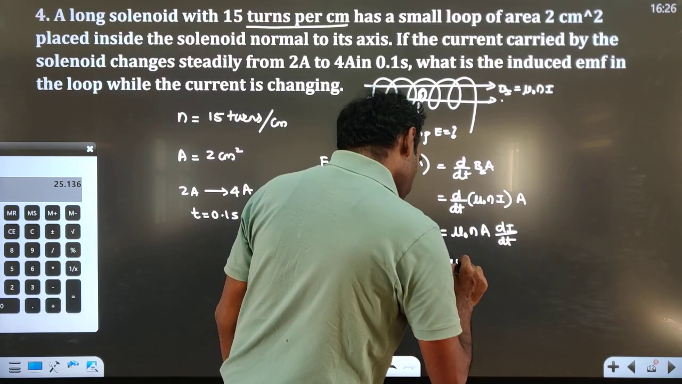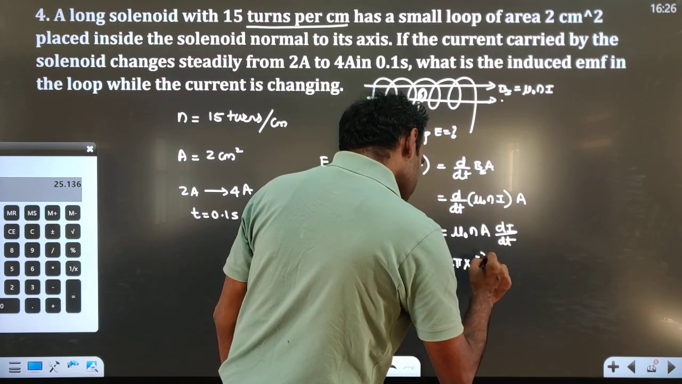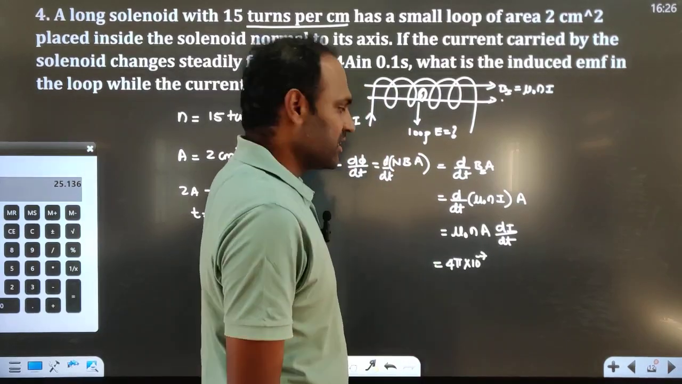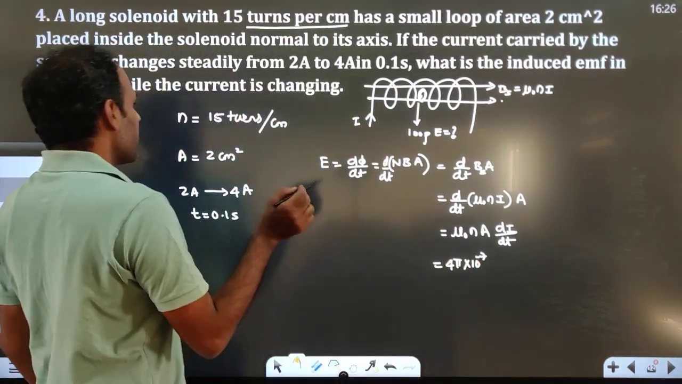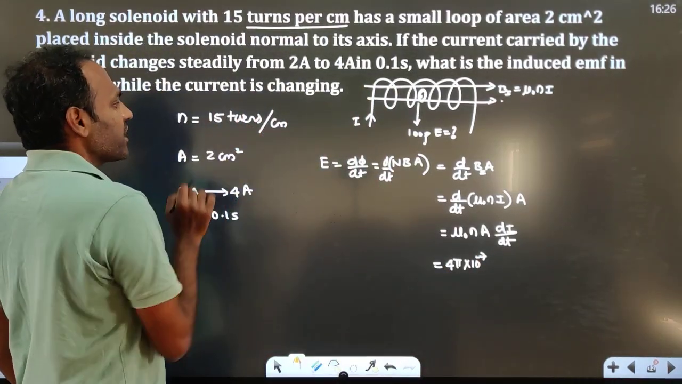Mu naught means it is 4 pi into 10 to the power minus 7. Small n is 15 turns per centimeter. You have to take it in meter now.